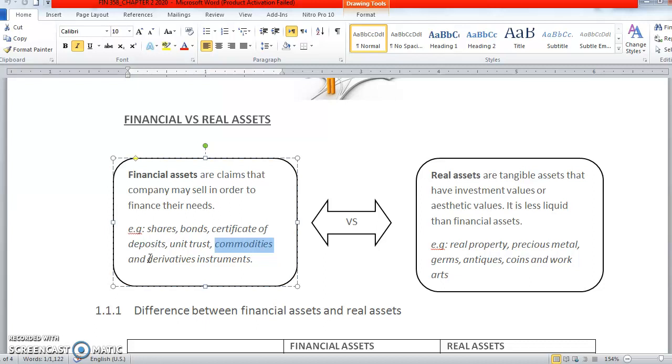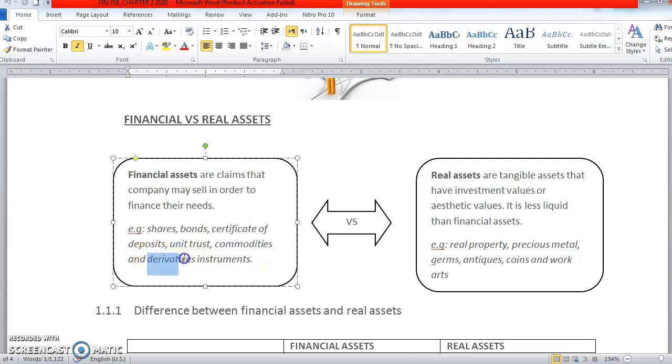Dan kita juga ada refined petroleum. Yes, Malaysia juga terkenal dengan refined petroleum yang ada. Kita ada petroleum right, di Malaysia. So this is also called commodities. Selain daripada tu, we have rubber, getah, kita ada juga cocoa, okay? So these are part of commodities yang ada di Malaysia.